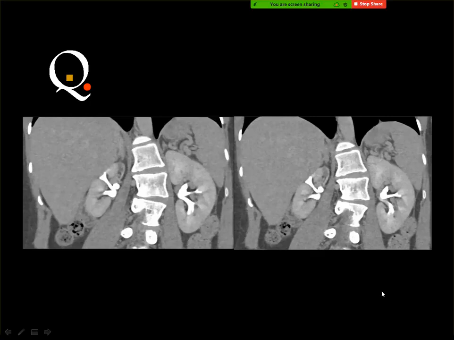Chronic pyelonephritis of the right kidney. Yes, right side. Chronic pyelonephritis of the right. Yes, and this is a chronic pyelonephritic kidney on the right side.